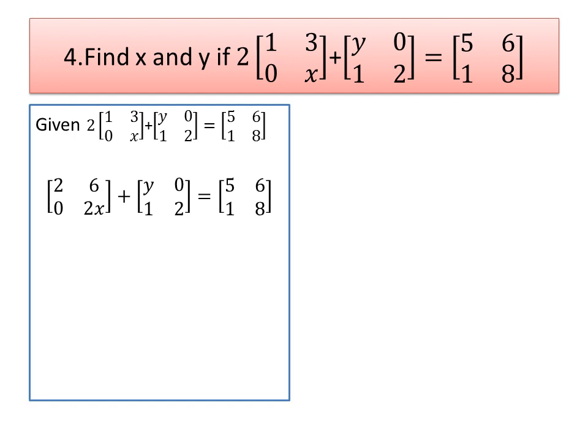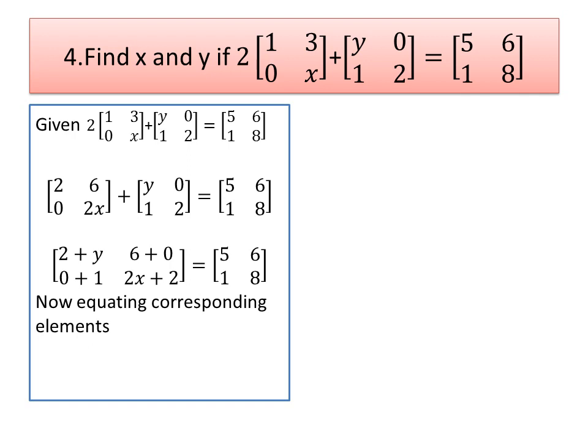There is an addition symbol between the matrices, hence we can add the corresponding elements. Then 2 plus y, 6 plus 0, 0 plus 1, 2x plus 2 is equal to [5 6 1 8]. Now equating the corresponding elements, we get the equations 2 plus y is equal to 5, 2x plus 2 is equal to 8. We'll take these two as two equations.